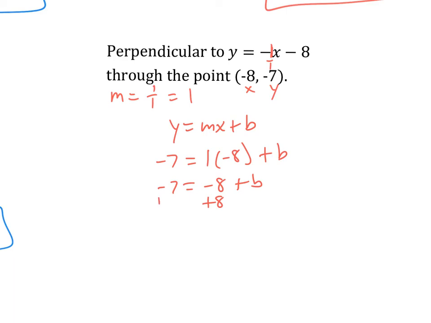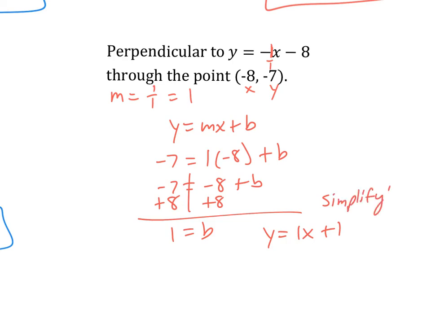So that's negative 7 equals negative 8 plus b. And then we'll add 8 to both sides to get b all by itself. And we get 1 is equal to b. So b equals 1. So then we can write out our equation. We'll get y equals m, which is 1x plus 1, which is b. But we want to simplify. We always want to simplify. So this really, our final answer will be y equals x plus 1. Okay, we don't really need this 1x here.